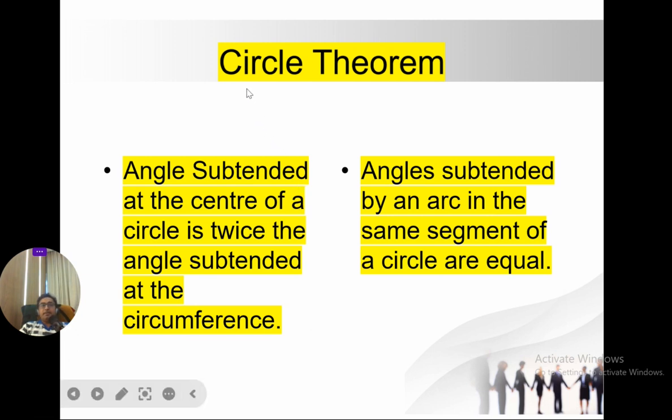IGCSE 9th grade, here the geometry portion, circle theorem. First let us go through the content, then we will discuss one by one, and finally we will solve the numericals. In the circle theorem, first is the angle subtended at the center of a circle is twice the angle subtended at the circumference. Then angles subtended by an arc in the same segment of a circle are equal. I will explain it in detail.